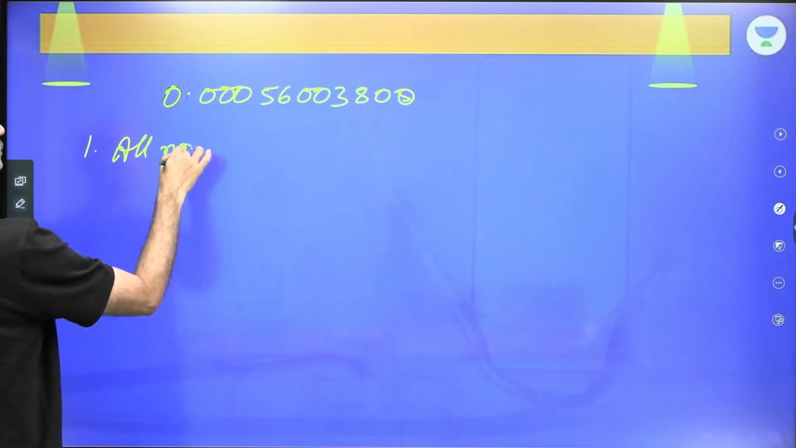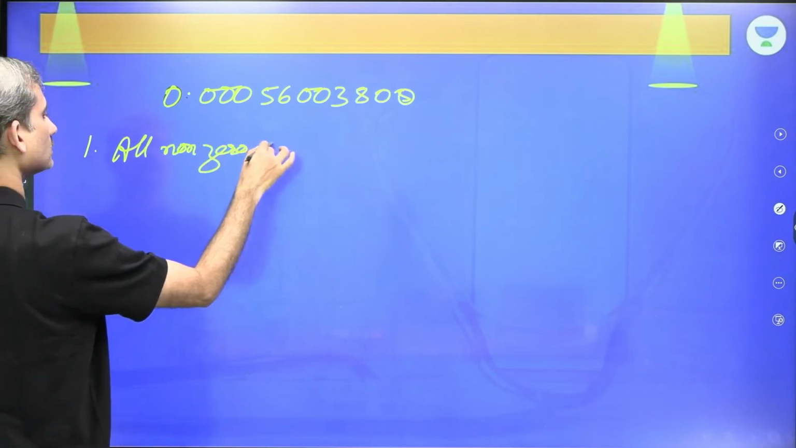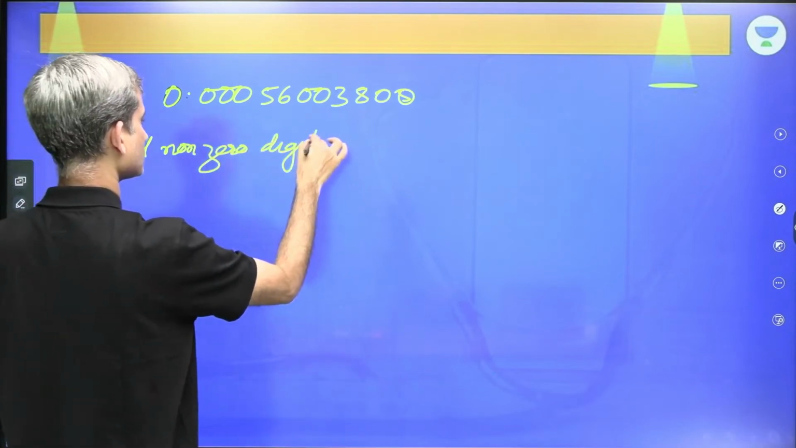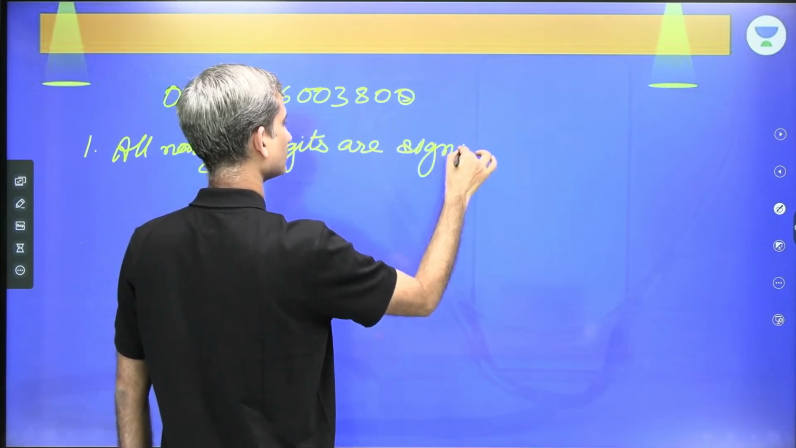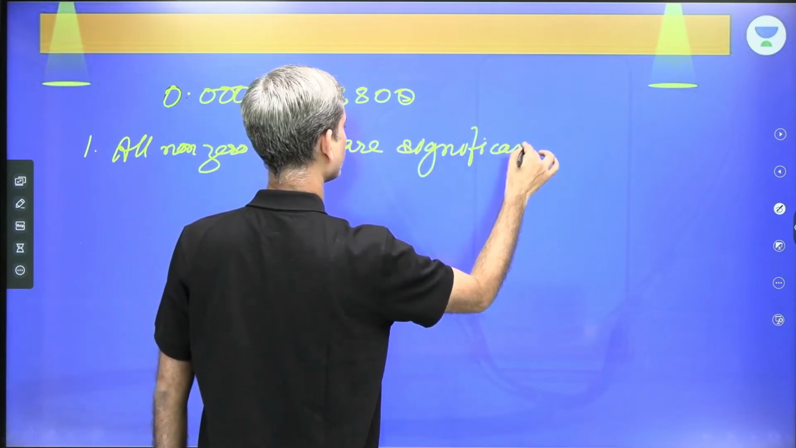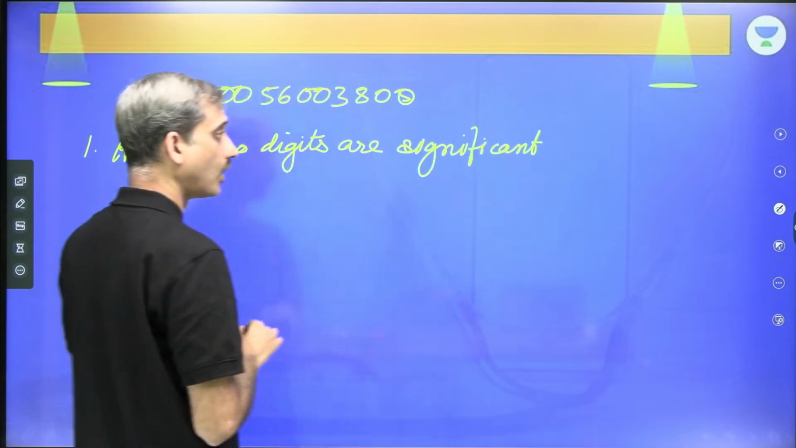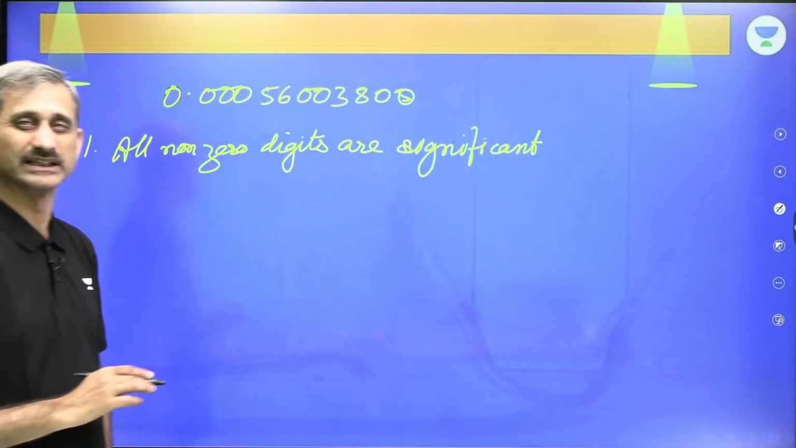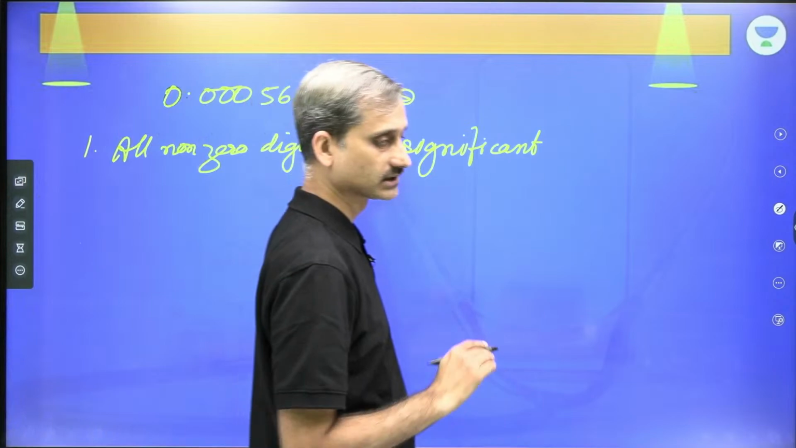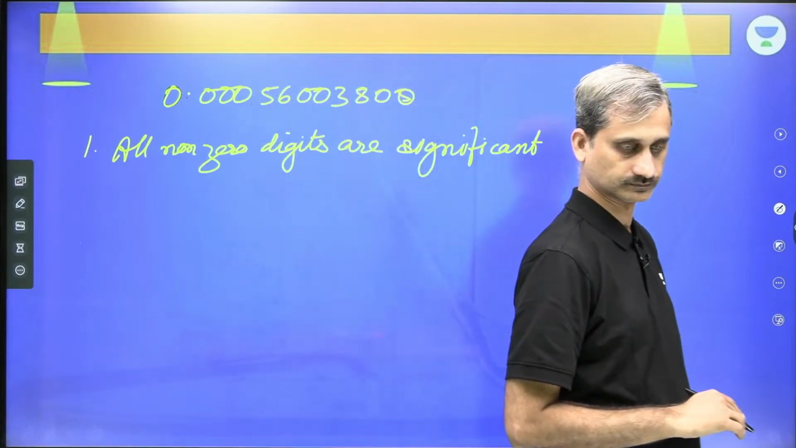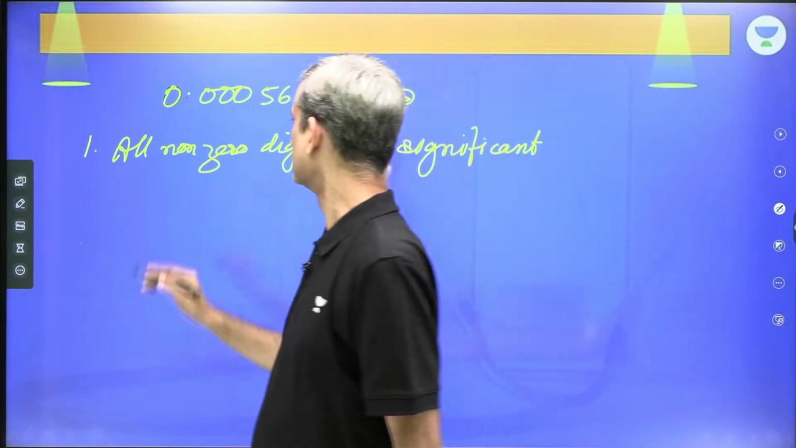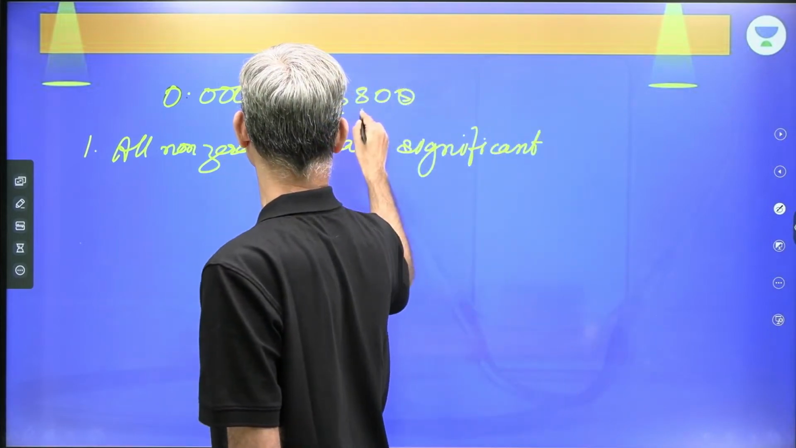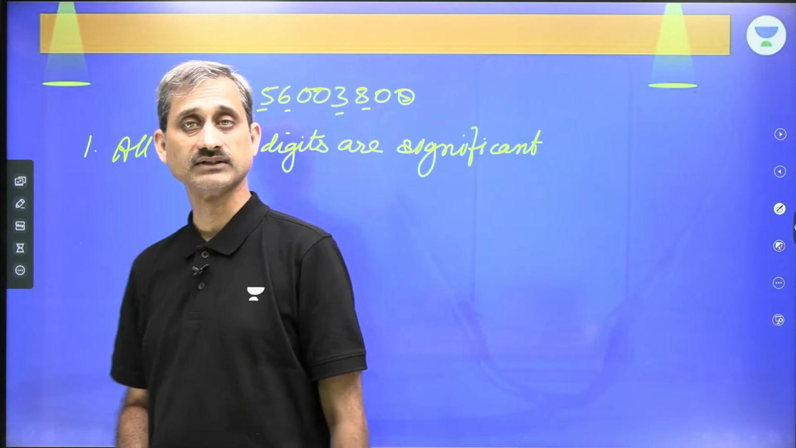Now the first rule is: all non-zero digits are significant. All non-zero digits are significant. So here, the 5, 6, 3, 8, these are all significant digits.